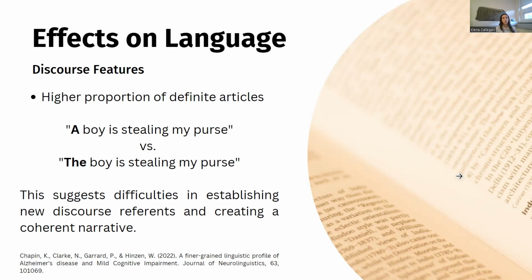According to many different authors, this suggests difficulties in establishing new discourse reference and in creating a coherent narrative. So once again, if I've got Alzheimer's disease, I might think that you know that I'm talking about a boy, and you might understand what I'm trying to say, but I sort of assume that you know that I'm talking about a specific boy, so I just use the boy instead, even though the boy that I'm talking about is a new reference, so it does not appear anywhere before in our conversation. It should be introduced with an indefinite article, but my Alzheimer's brain has a hard time trying to understand that.